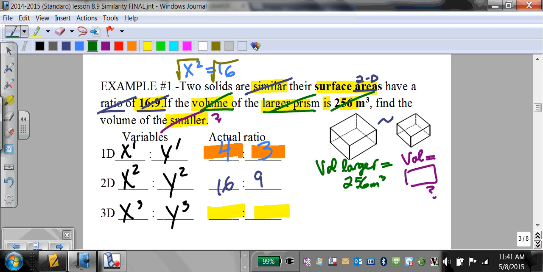Okay, ready? I'll take a volunteer for x cubed, y cubed. Volunteer? 64, so 4 times 4 times 4 is 64. 3 times 3 times 3 is 27. Okay, this is one of the first things you should always do: get all three dimensions right over there.